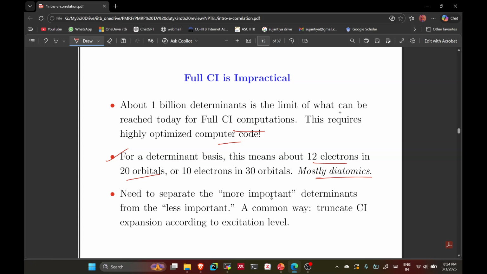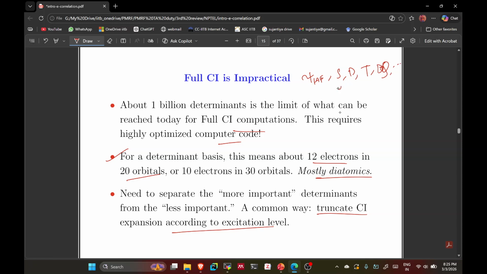We need to separate more. So what we can do is separate out the more important determinants. Whatever the higher-order determinants are, they can be less important, right? So truncate the CI according to the excitation level. Now you have a Hartree-Fock, you have singles, doubles, triples, quadruples, dot dot dot.